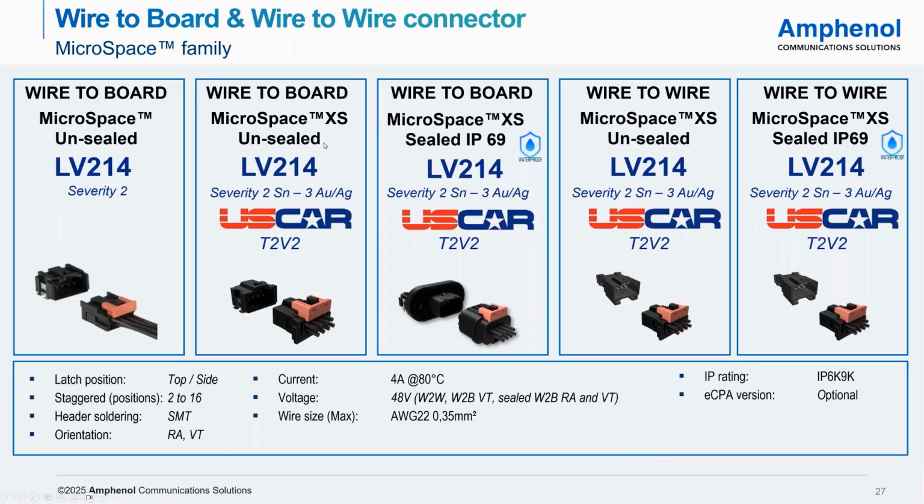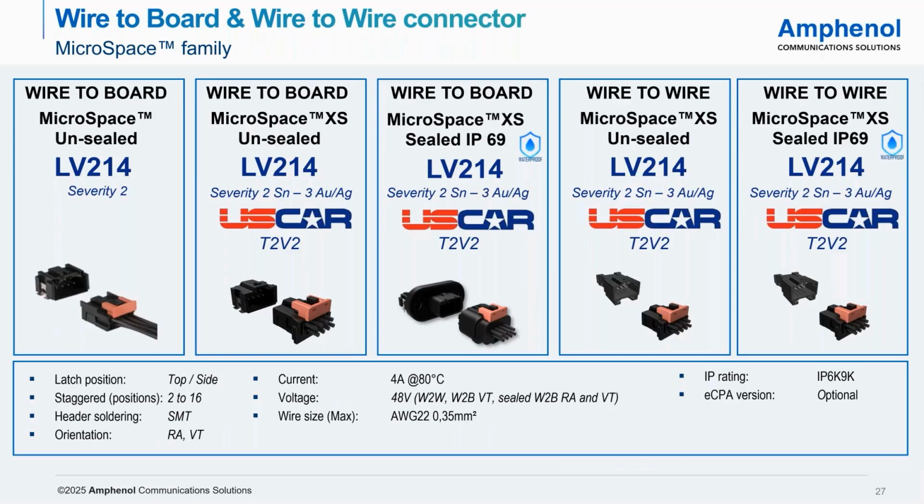We started with our first generation. It's called Microspace. Microspace is not just chosen as a name. It was developed for the lighting industry to have the smallest connector on the market, establishing the properties for reaching 4 amps at 80 degrees Celsius. Later on, we said we will continue this family because that was very successful, but we will increase it and call it Microspace XS, which stands for Extended Standard. We prepared an unsealed solution for wire to board, a sealed solution for wire to board, and for wire to wire also sealed and unsealed, both meeting LV214 and USCAR.